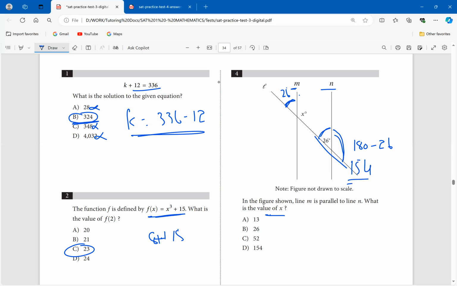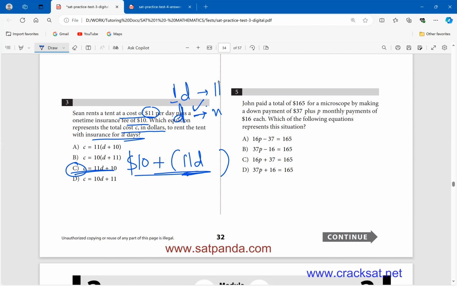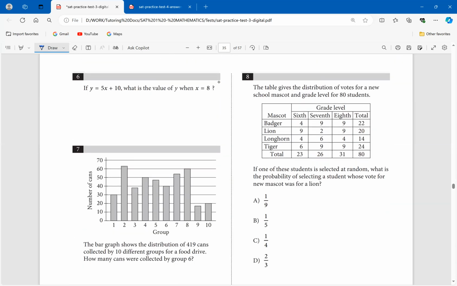If this is 154, this is also a corresponding angle. It's also 154. So you're applying the concepts of angles to get the answer. D is the correct answer option. All of these questions are very easy up till now. I'm going to skip to maybe a slightly more challenging question. Let's look at question number 8.